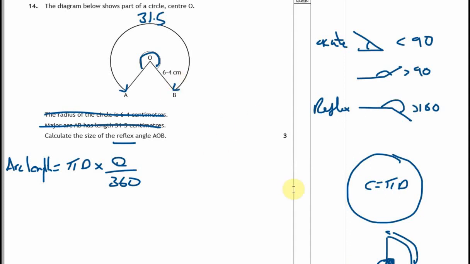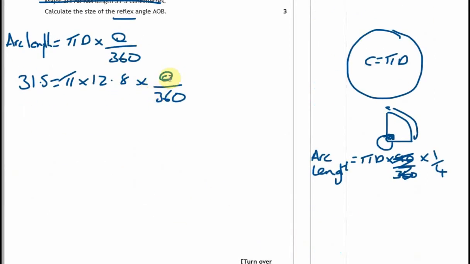So we should be able to start filling things in. The arc is obviously 31.5, that's our major arc round here. Pi is just pi. The diameter is twice the radius, so the radius is 6.4, that's 12.8. And then theta is what we're trying to find, divided by 360. So we're going to be rearranging for theta. I think I'll just rearrange it all to begin with.